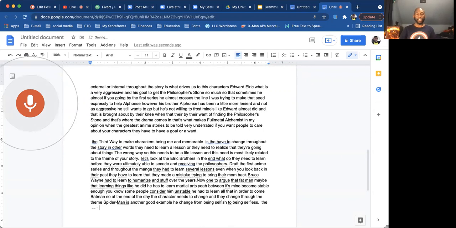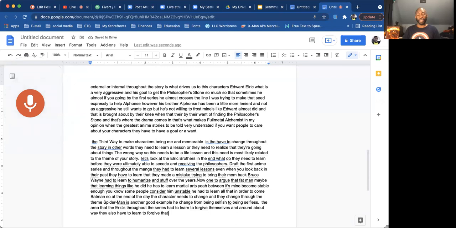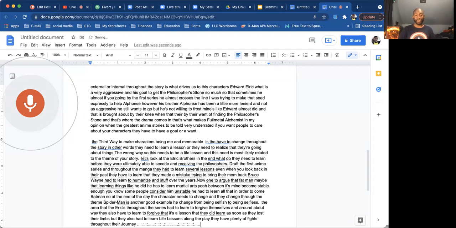The Elrics throughout the series had to learn to forgive themselves, and in a roundabout way, they also had to learn to forgive their dad. It's a lesson that they did learn as soon as they lost their limbs, but they also had to learn life lessons along the way. They had plenty of fights throughout their journey of finding the Philosopher's Stone.